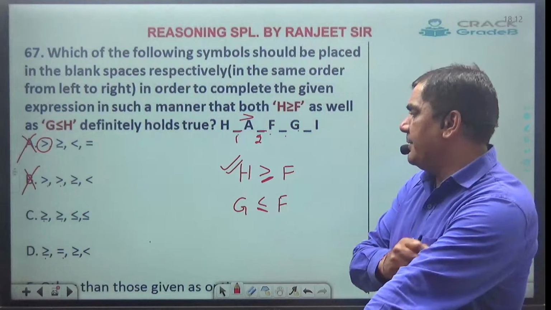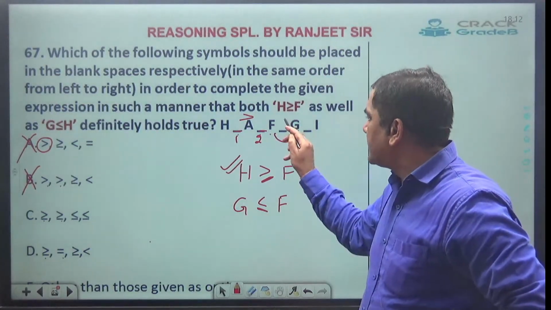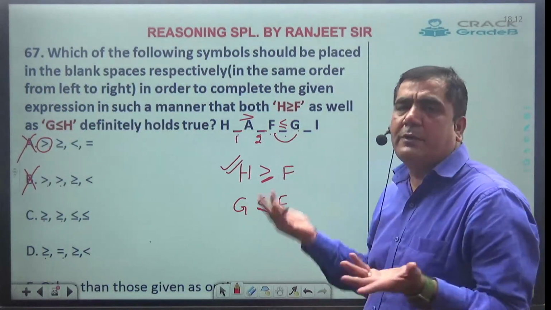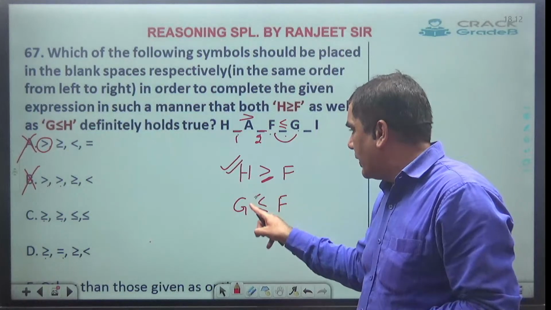Clear? C and D can be the answer. Go for the next one. G and F. G and F means what? This symbol has to be this only, because only one place space is there. So this has to be this only.